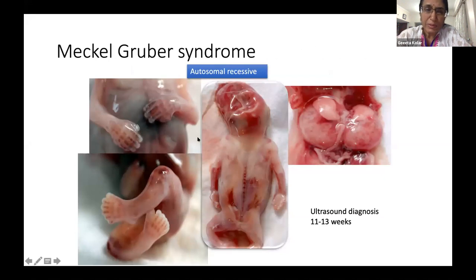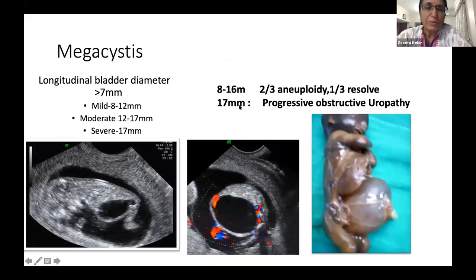This is again a first trimester pickup and termination of a Meckel-Gruber, where you find enlarged kidneys, polydactyly of the upper and lower limbs, and a huge encephalocele.